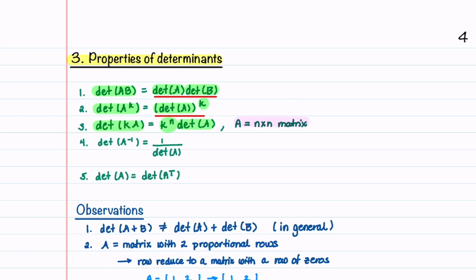The fourth property tells us that the determinant of A inverse is just equal to 1 divided by the determinant of A. Our last property tells us that the determinant of A is the same as the determinant of A transpose. I would suggest that you memorize all these properties.